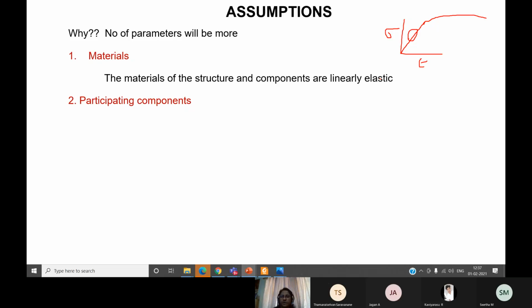In nonlinear analysis, we do nonlinear analysis, which will give you the accurate result. But for most of the constructions, we usually take the linear in the elastic stage. All the plastic analysis takes the plastic region. But one of the major assumptions is that the materials and the structural components are linearly elastic.